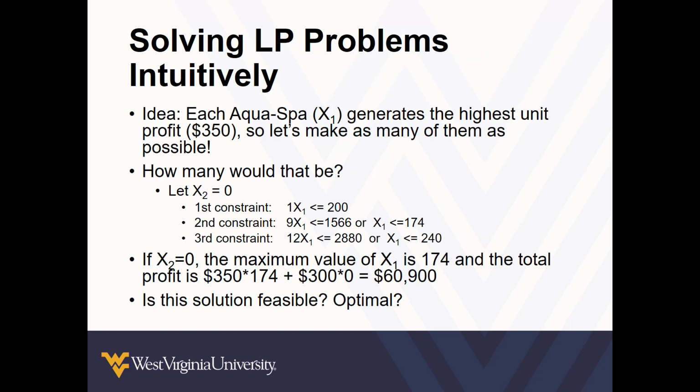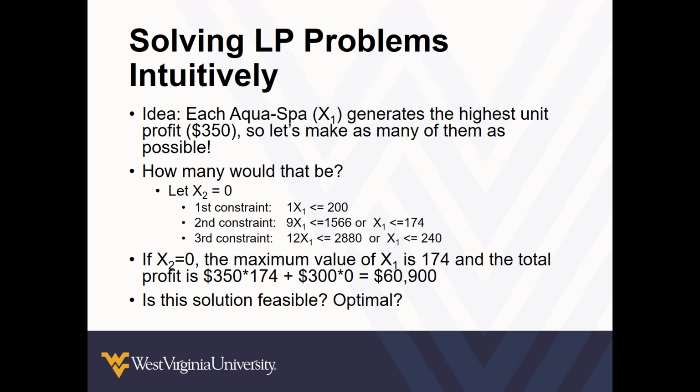So there are a few approaches that we can use to try to solve linear programming problems. First is intuitively. So each aquaspa generates the highest unit profit, $350. So let's make as many of them as possible. So how many might that be? Well, x2 is going to be equal to 0 because we're not producing any hydroluxes.